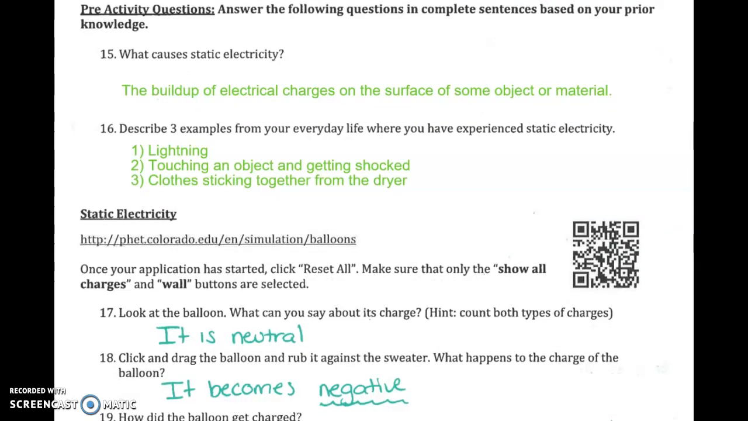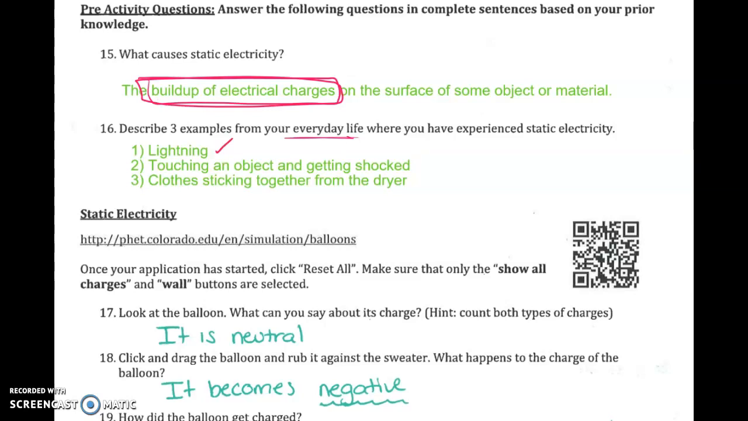Number 15 says, what causes static electricity? It's the buildup of electric charges. When I mean buildup, I mean that there are charges moving physically from one object to another. And I want to tell you that it's always electrons that move. I'll show you an example of that when I talk about the second part of the activity. Before we get there, I just want to go over some examples from everyday life where you experience static electricity.